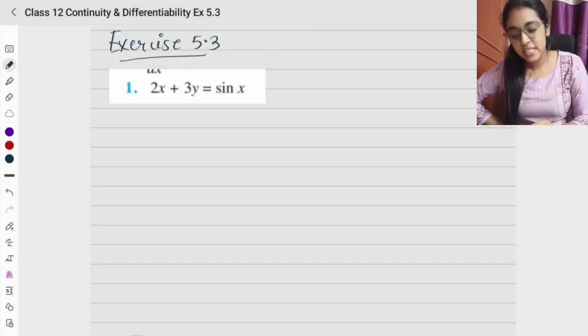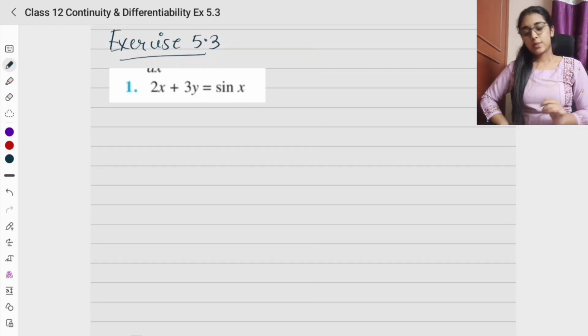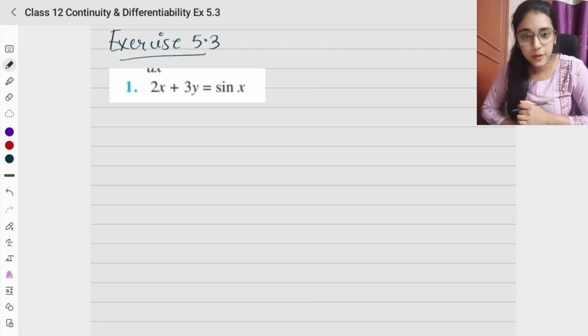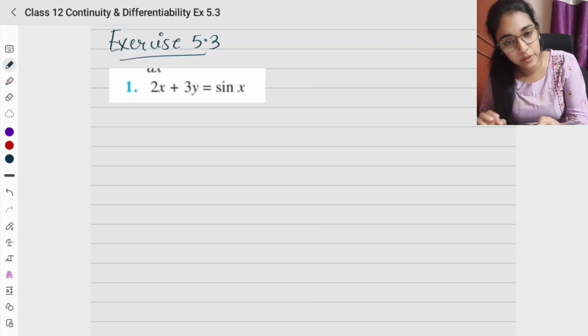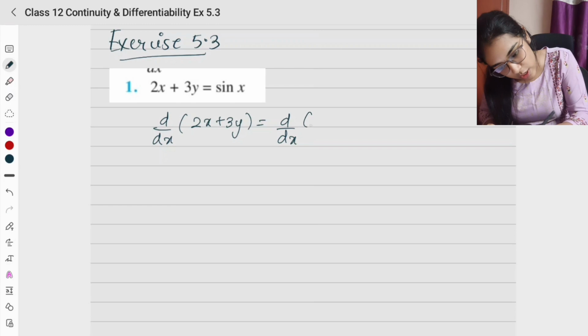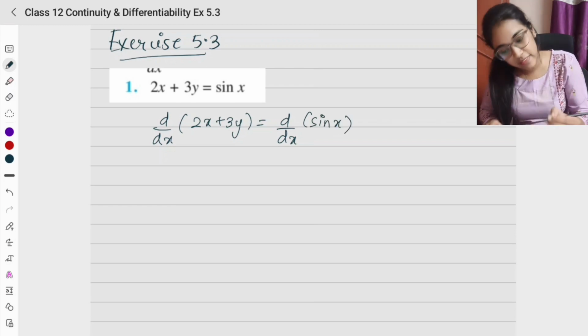Moving on to exercise 5.3. So I have 2x plus 3y is equal to sin x. I need to differentiate this with respect to x. Differentiating with respect to x on both sides, I'll have d by dx of 2x plus 3y is equal to d by dx of sin x. The variable here is x.